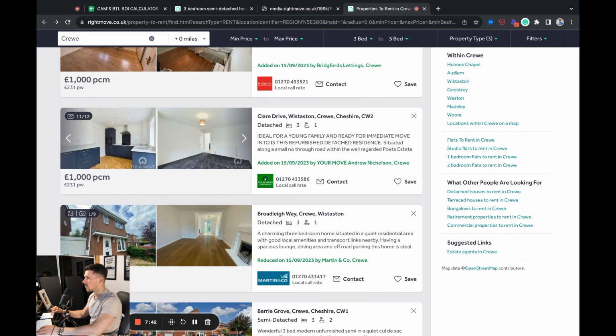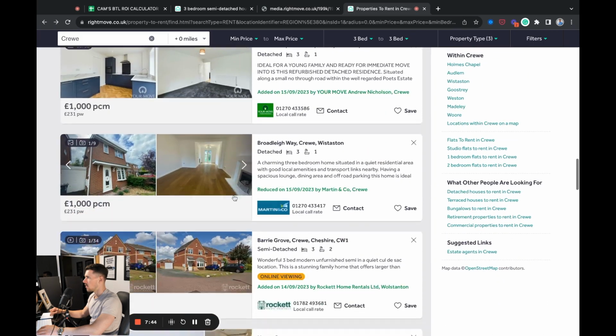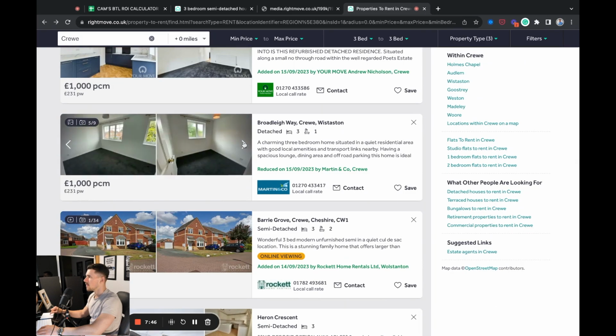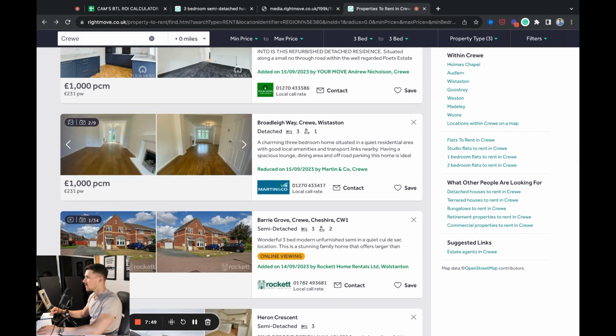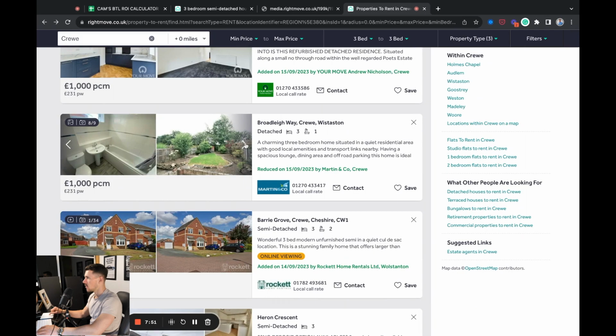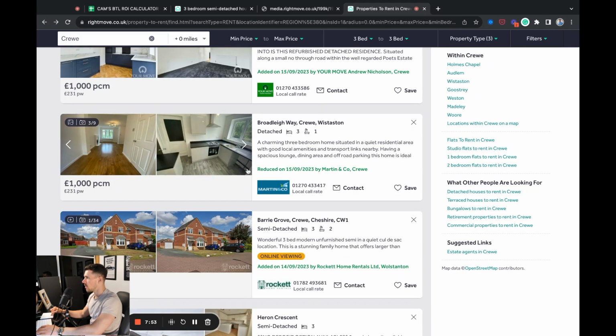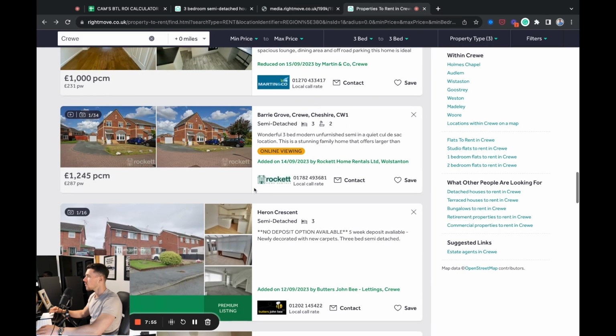So looking at this, £1,000 per month, £1,000 per month, £1,000 per month. These properties look fairly similar to the property that I am going to be investing in. I could go a little bit deeper. Obviously, we're going to run out of time if I go too deep into the research today.